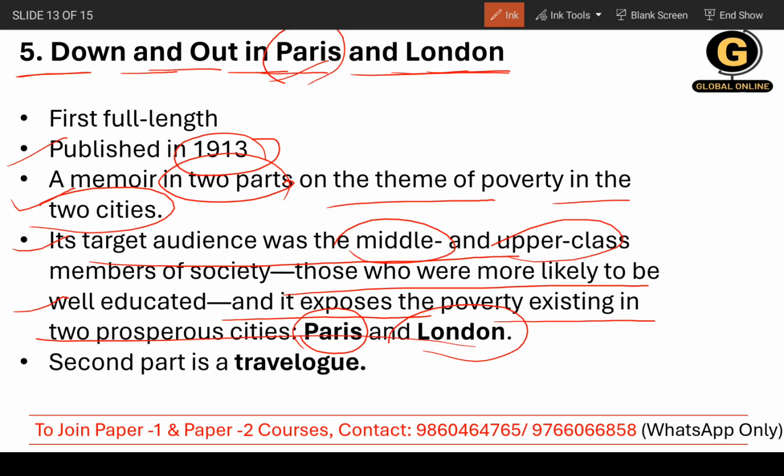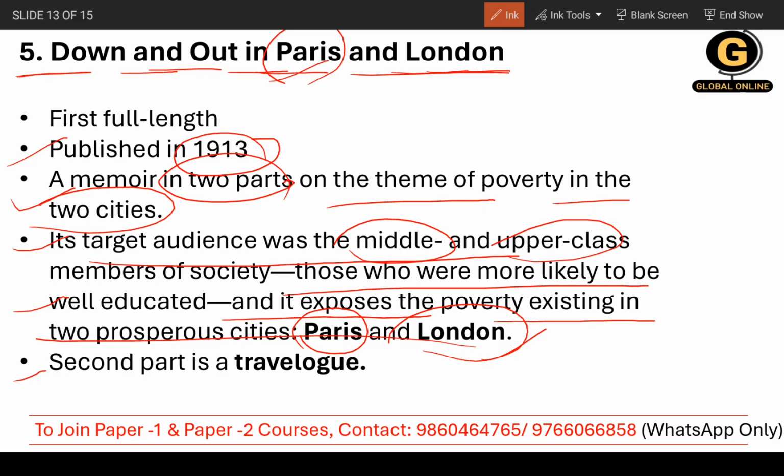So just imagine you are looking at a place with a perception that everything is good, everything is fine, but all of a sudden there is an epiphany. People used to believe Paris and London were very prosperous cities, but on the other hand, poverty is exposed, and reality came to the surface.